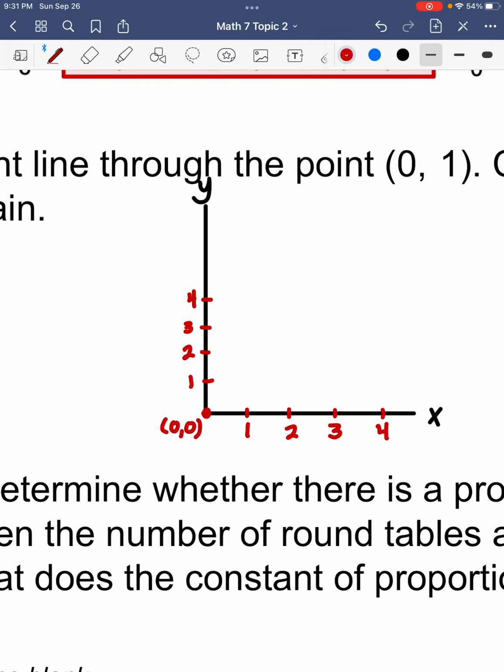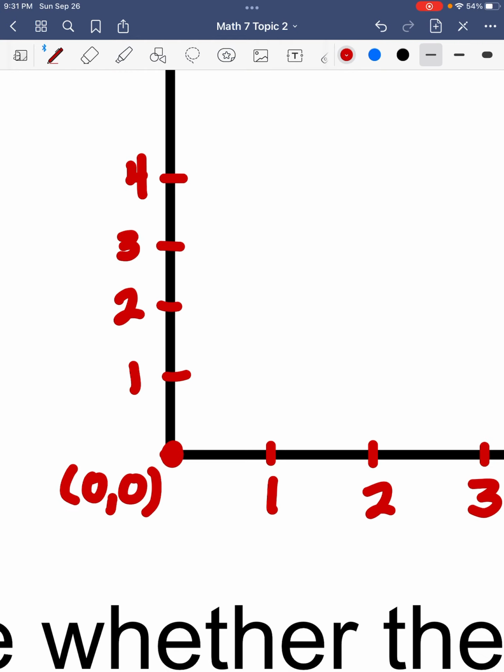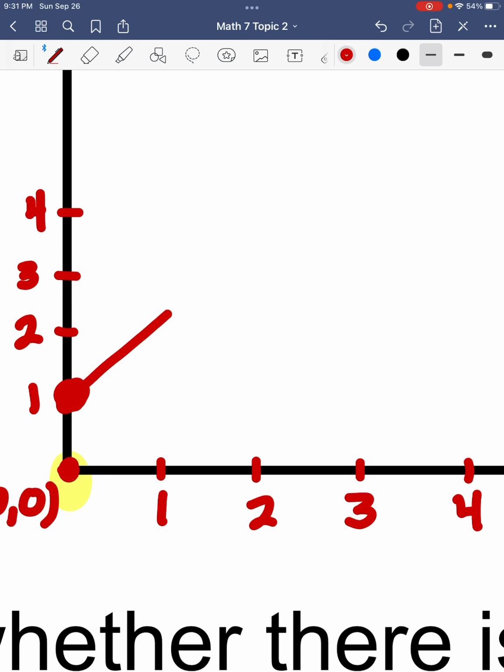So (0, 1). Remember, our x-coordinate is first and our y-coordinate is second. So (0, 1), well, 0 is right here, but 1 means I move up along the y-axis 1. So that's that point right there. That means that our graph is going to be a straight line extending from that point.